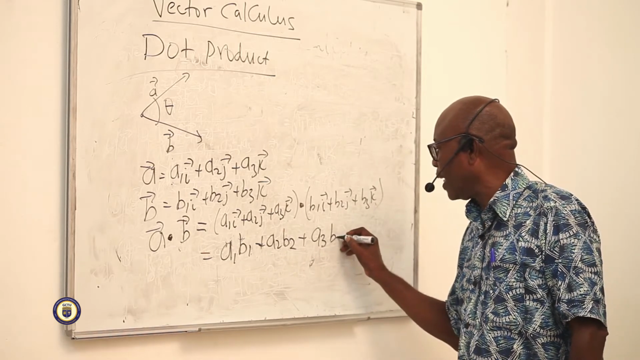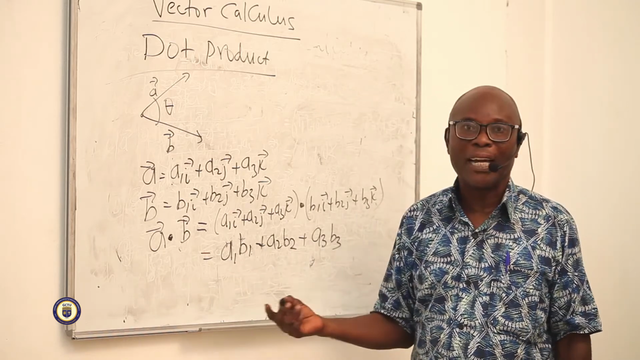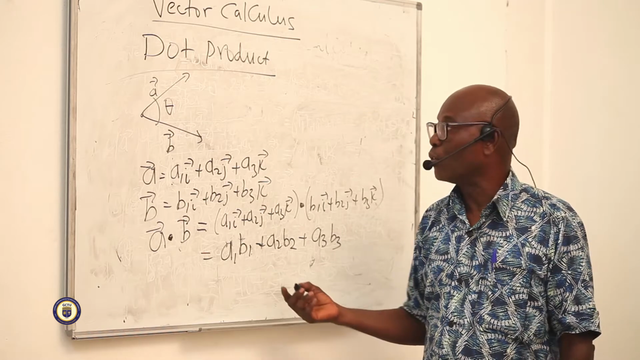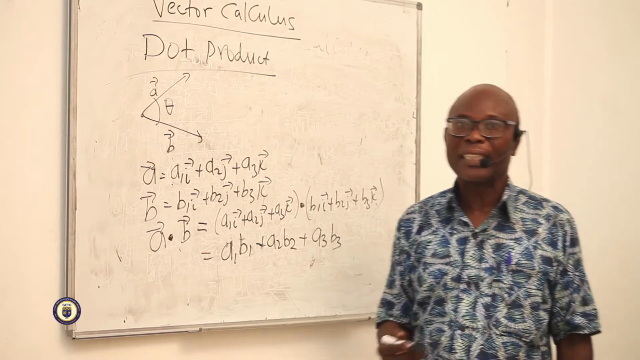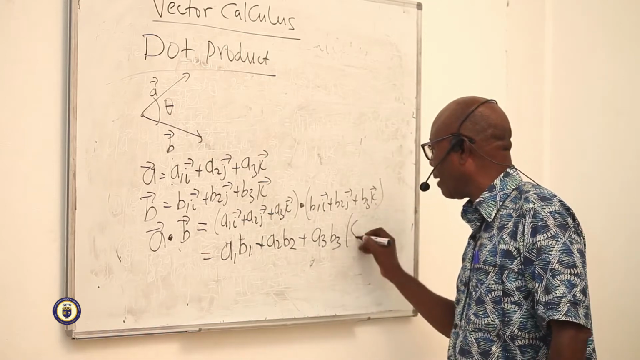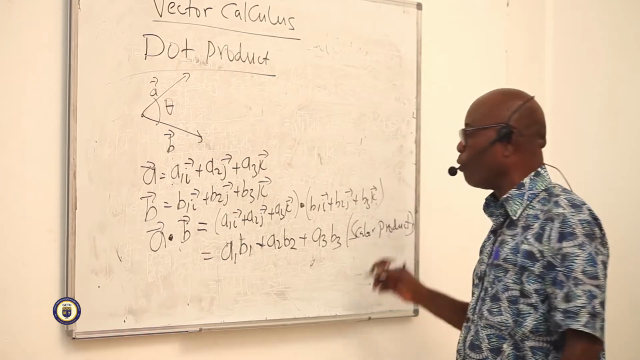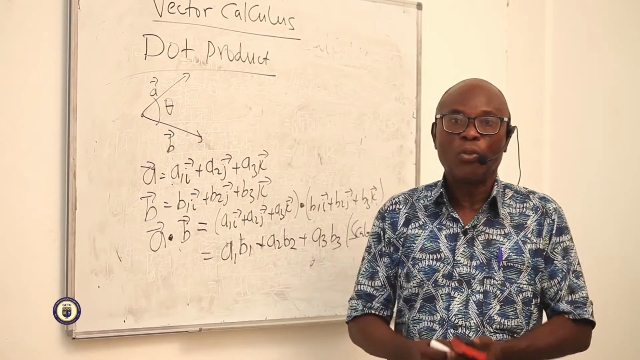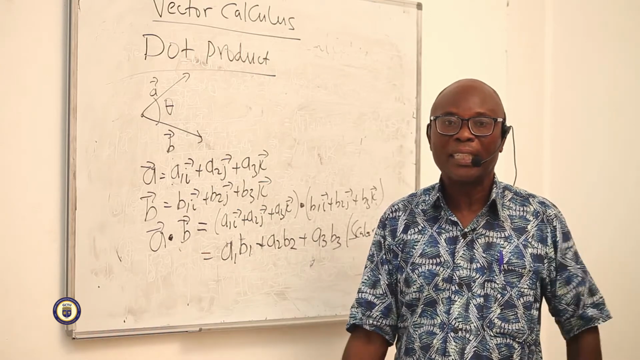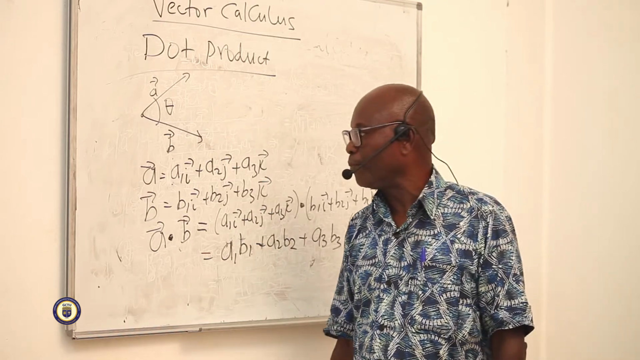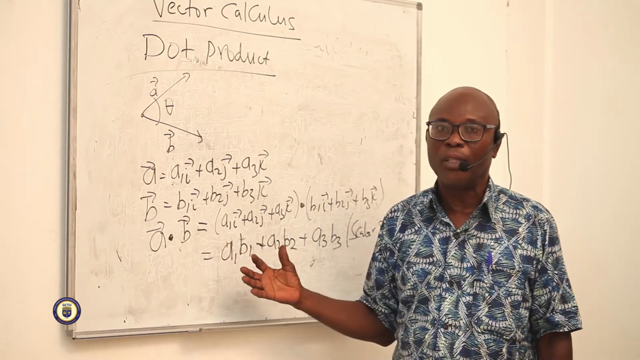And you can see that the answer that we get is not a vector quantity, it's a scalar quantity. That is why we sometimes call the dot product a scalar product. So if you find the dot product of two vectors, you surely get a scalar quantity. This is the algebra of it.